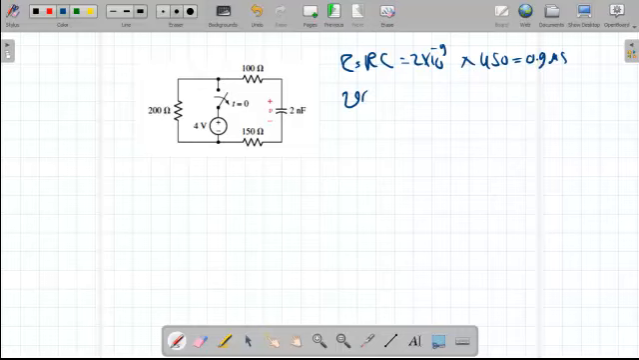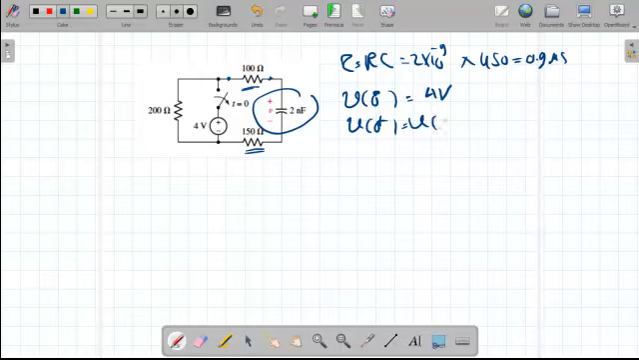Now we go to find V0 minus. V0 minus, when the switch is closed, what has happened? The capacitor becomes open circuit. So this terminal will be the same as this point, because there is no voltage drop across here. So V0 minus will equal 4 volt. We know that V0 plus will equal V0 minus because the voltage across the capacitor cannot change in zero time.